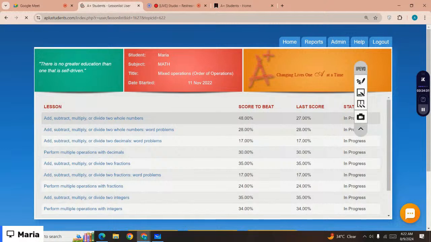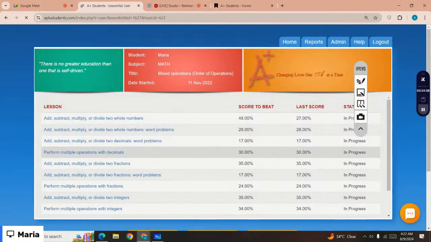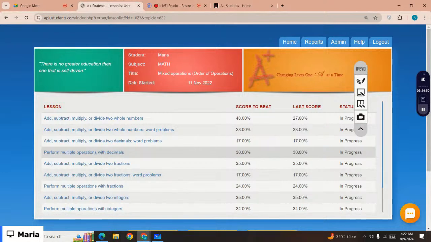The next one is word problems, you can do on your own. The next lesson is perform multiple operations with decimals.